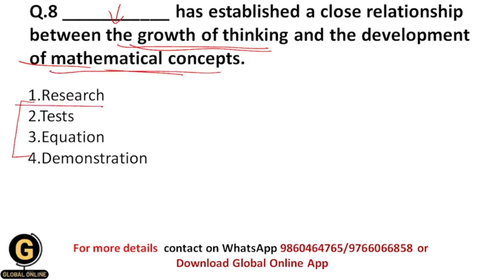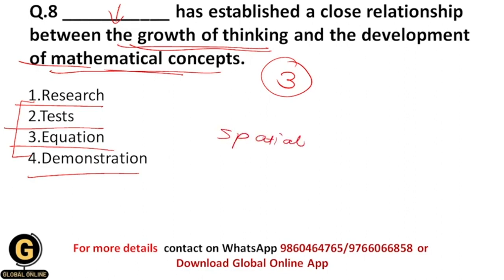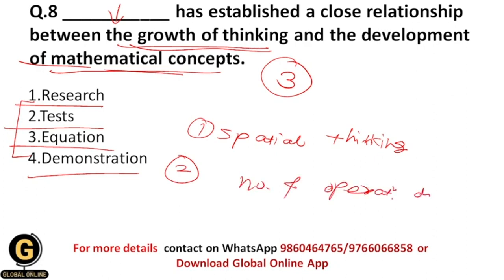So whether it is research, tests, equation or demonstration. Basically students, within the mathematical concepts there are 3 basic concepts, and those concepts are: spatial thinking, this is the first concept; the second one is number and operation on number; and the third concept is measurement.